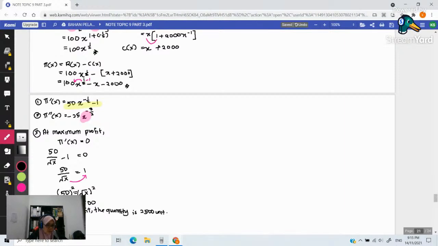Since in step number 2 we have not made a conclusion yet, we go back to step number 2. So we work on pi double prime. Since there is a variable x, we substitute 2,500. That is equal to negative 25 multiply 2,500, the power of negative 3/2. So we calculate using the calculator.